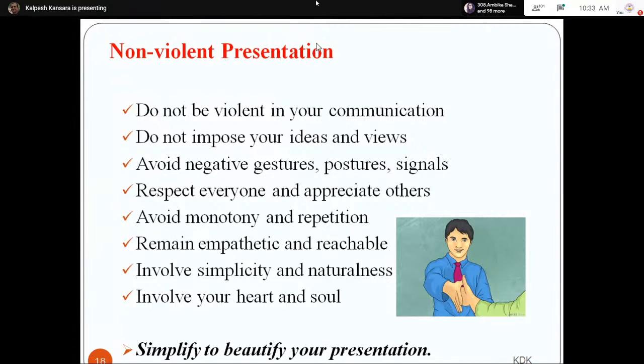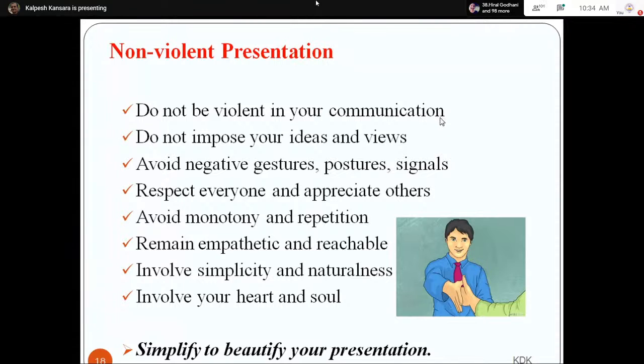Respect everyone and appreciate others. Avoid monotony and repetition. Remain empathetic and reachable. Involve simplicity and naturalness in your speech and action. Involve your heart and soul in your presentation. So, in other words, simplify to beautify your presentation. The more simple and straightforward you are, the more effective your presentation will be.